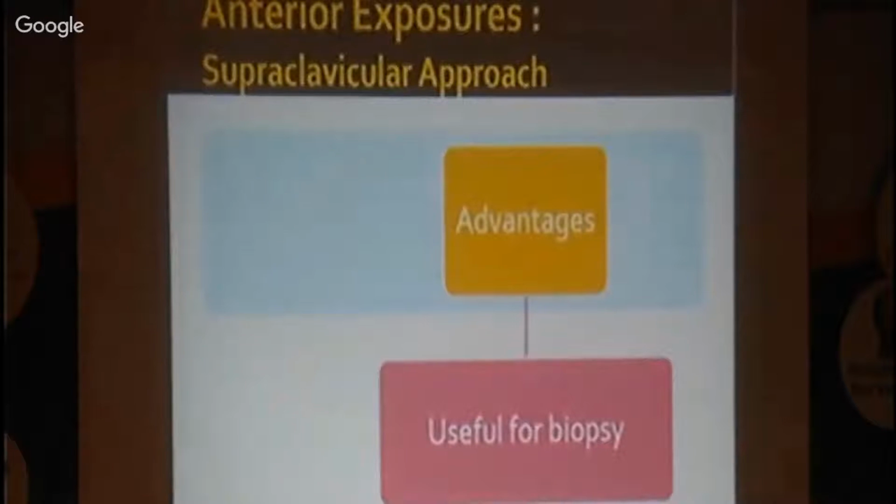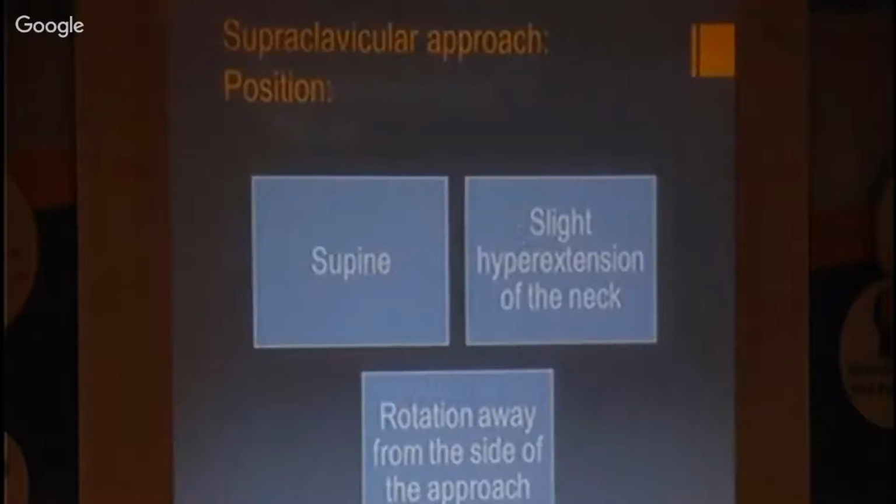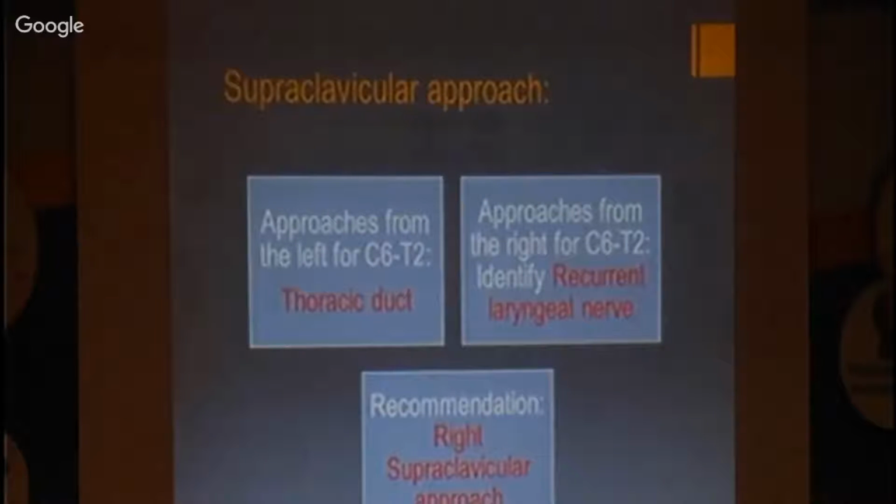So we begin with the supraclavicular approach. We usually use it for biopsy, but we have full access to T1 and T2, and there is potential injury to the recurrent laryngeal nerves, the great vessels, the brachial plexus, and the dura. We put the patient supine. We usually slightly hyperextend the neck, and we rotate the head away from the side of the approach. If we go from the left, C6 to T2, we have the thoracic duct. If we go from the right, we have to identify the laryngeal nerve. It is usually better to go from the right supraclavicular approach, so we avoid the thoracic duct.